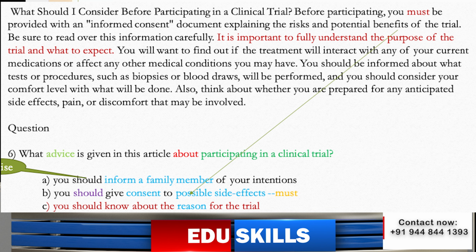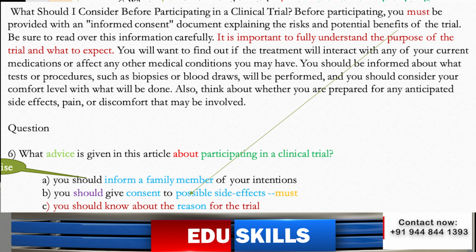So the answer is option C, but we are analyzing how we are eliminating. Option A, we eliminated due to this. This is the opposite of what the text says, so we eliminated option A.